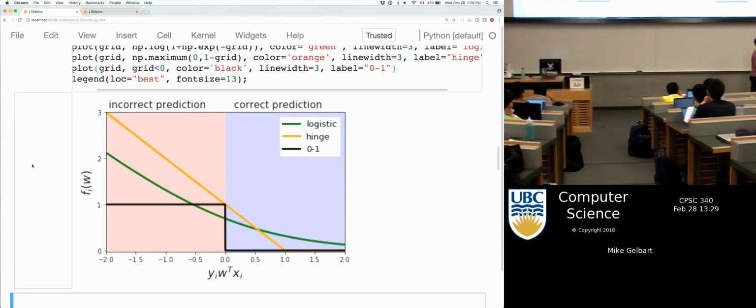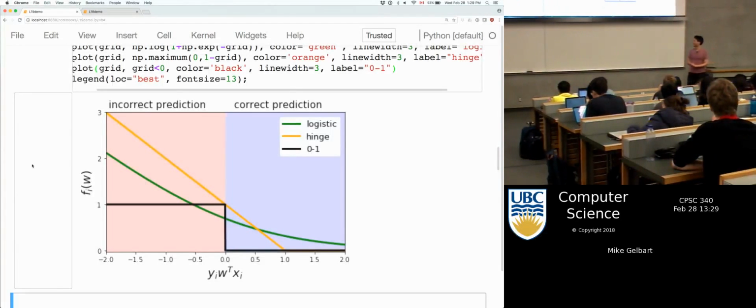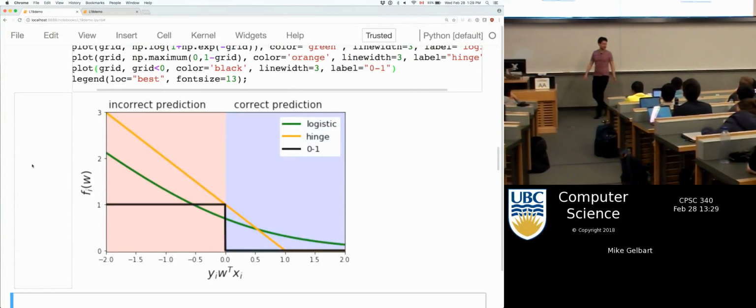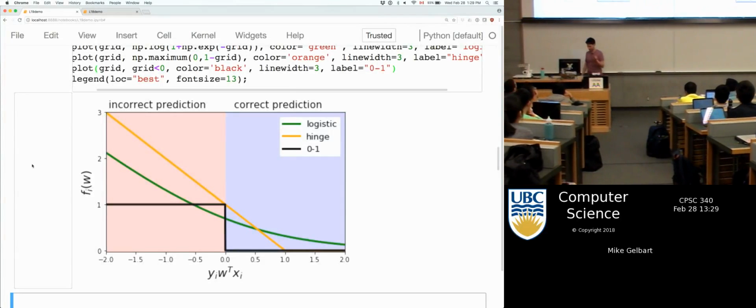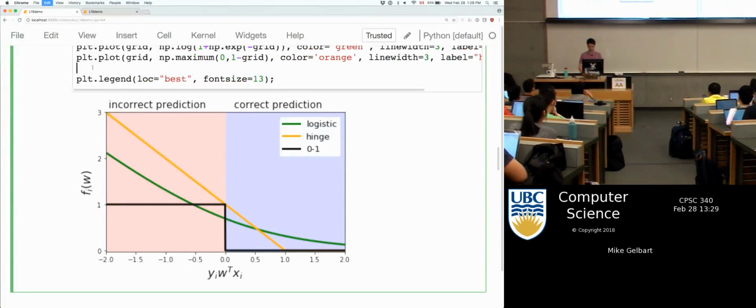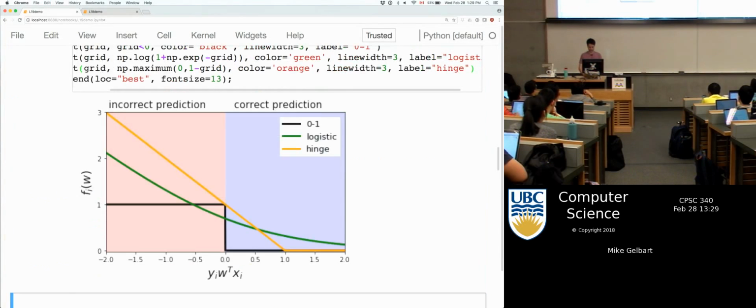Philip. Why is the hinge 0 at 1 this time, not at 0? Why is the hinge at 1 and not at 0 for the orange curve, right? Yeah, that is on the agenda for today, don't worry. Let me just change the order so the orange shows up on top. There we go.